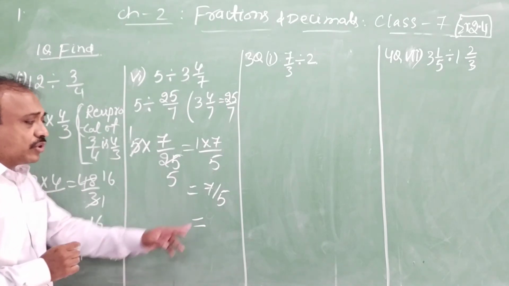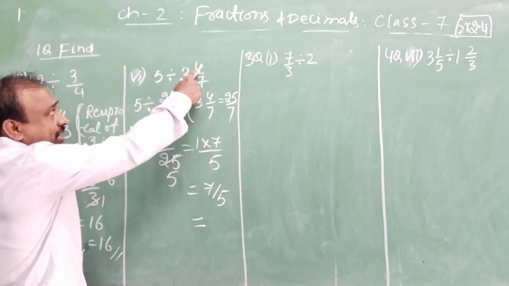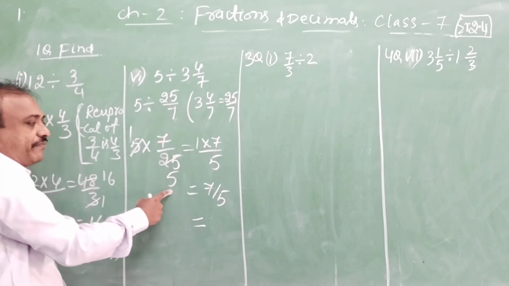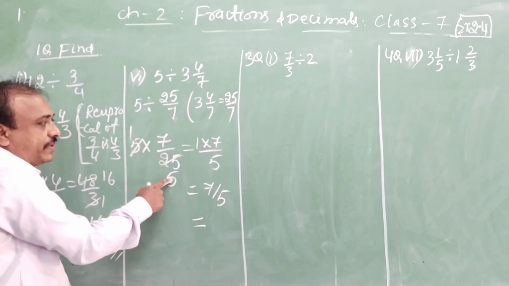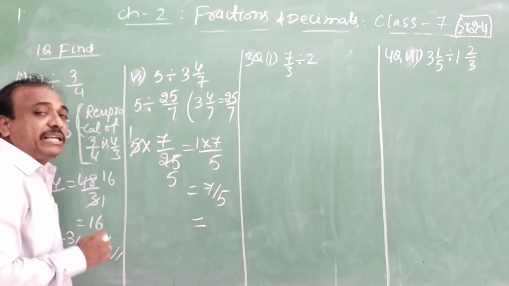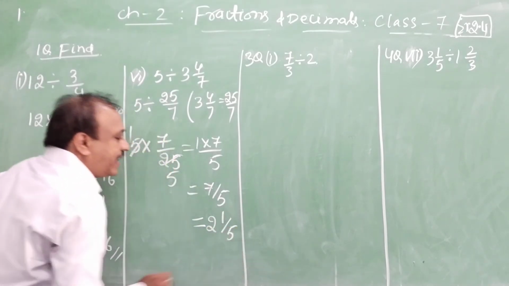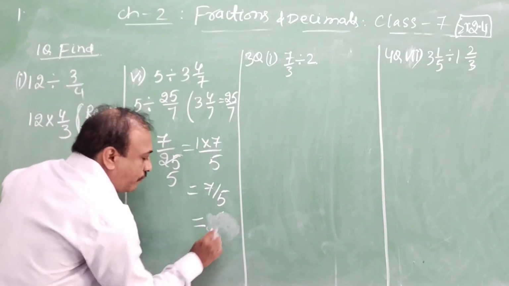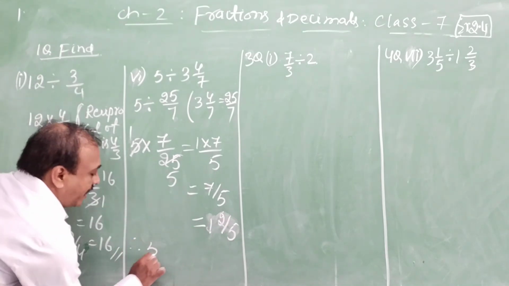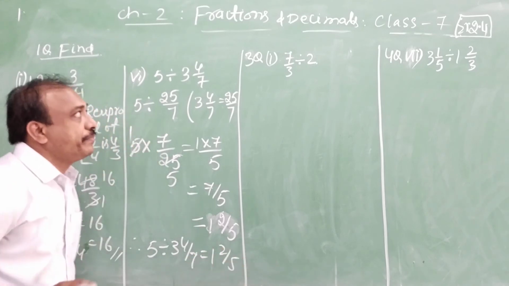7 by 5. You know how to convert mixed to improper? 7 threes are 21 plus 4, 25 by 7. The reciprocal of 25 by 7 is 7 by 25. So 5 ones are 5, 5 fives are 25, 1 into 7, 7 by 5. This is an improper fraction. Convert it to a mixed number: 1 2 by 5. 5 ones are 5 plus 2. Therefore 5 divided by 3 4 by 7 is equal to 1 2 by 5.